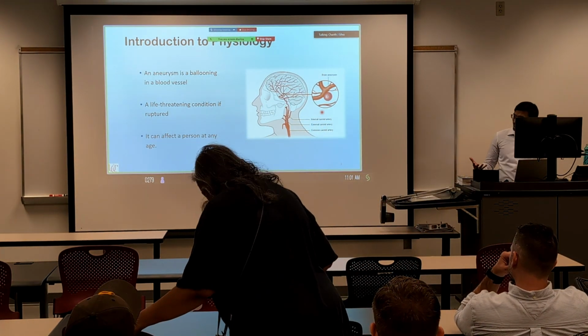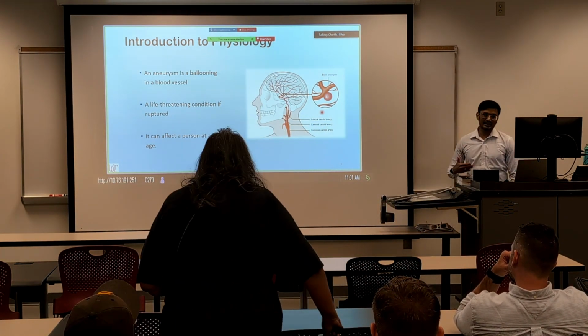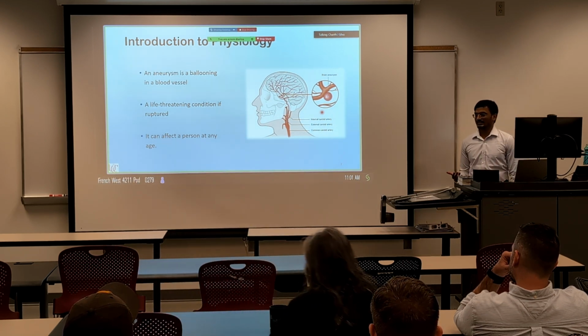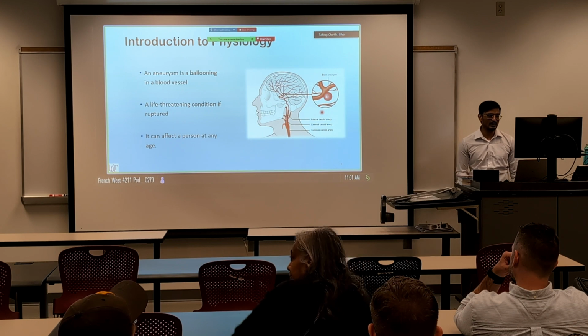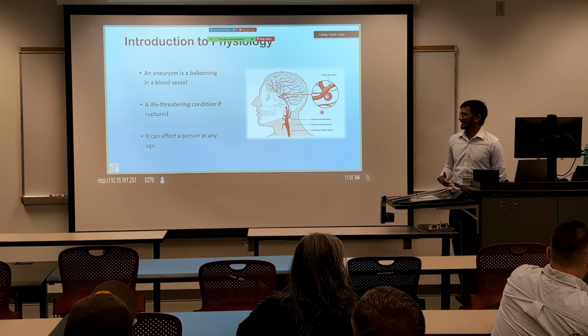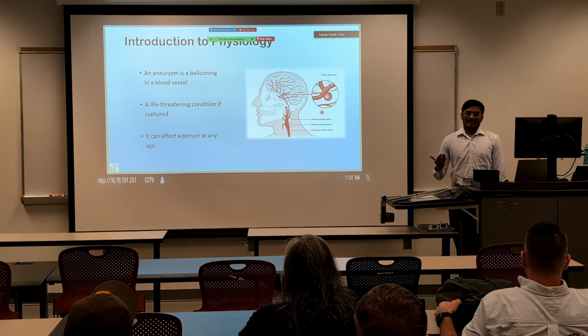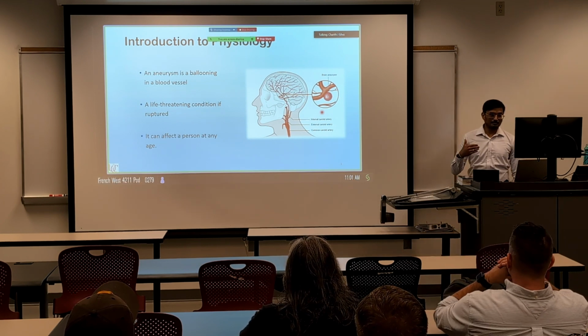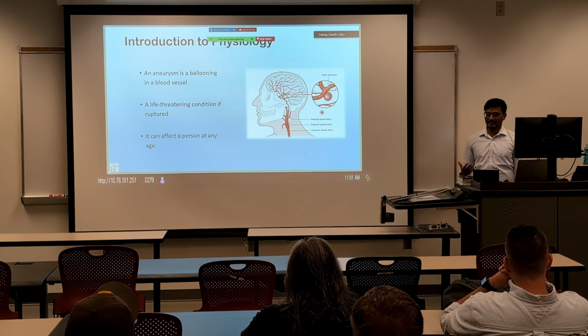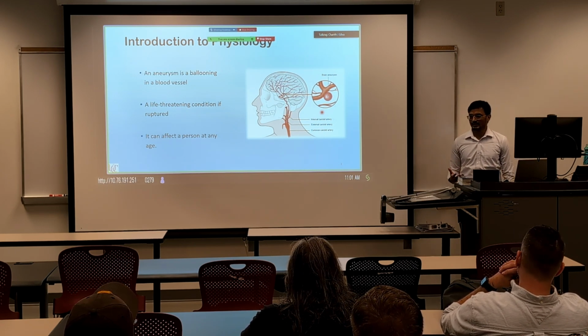So these aneurysms can happen in many areas of the body, such as blood vessels in the brain, in the heart, intestines, kidneys, and so on. Now, for my research work, we are only focusing on cerebral aneurysms, that is, the aneurysms in the brain.